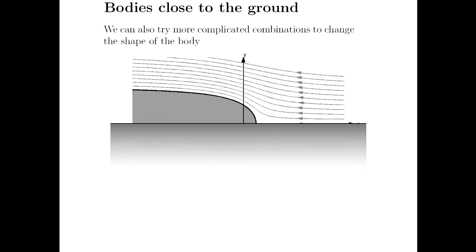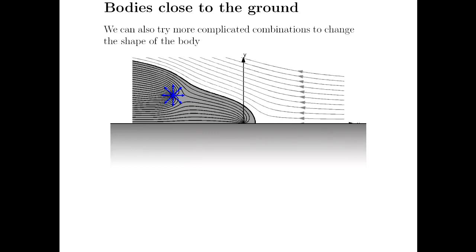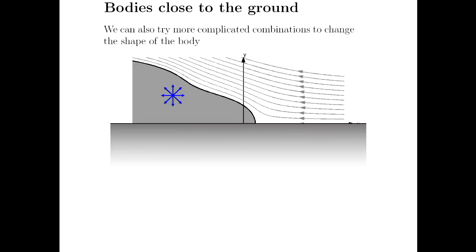Okay, so we can also model more complicated shapes by adding, for instance, another source to this flow. If I add a source there, you can see that this shape looks something like a flow over a high-speed train. And I can then calculate the forces acting at the front of this high-speed train.